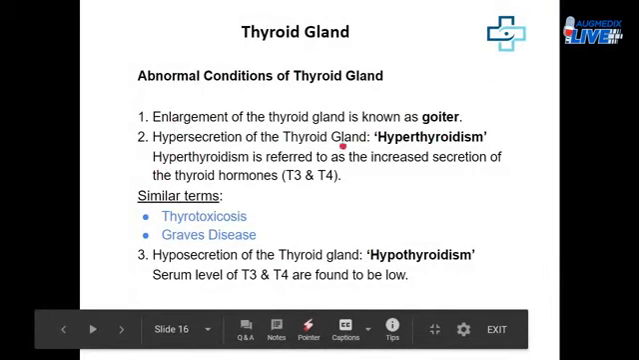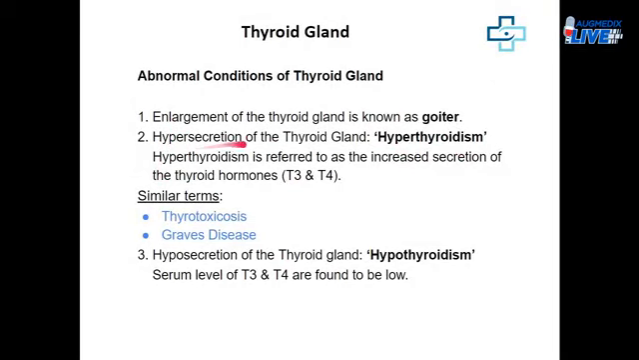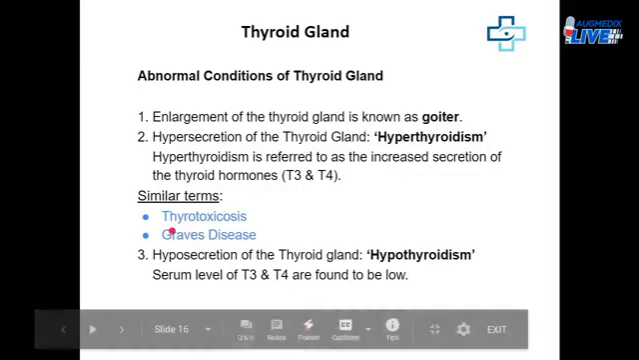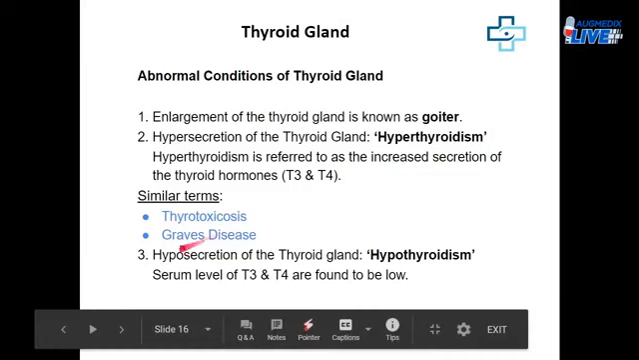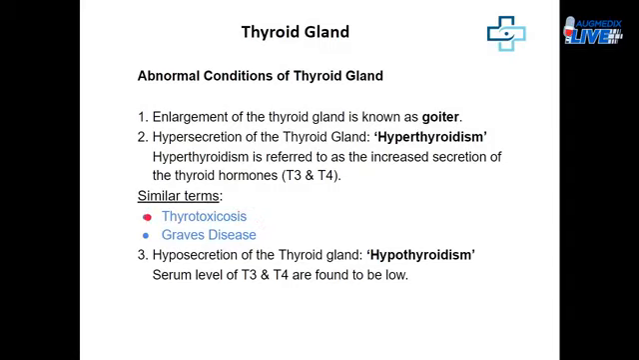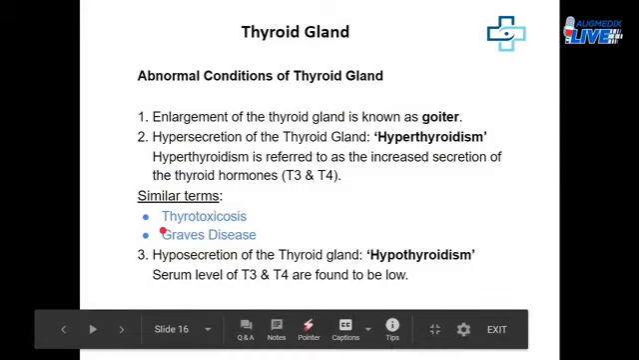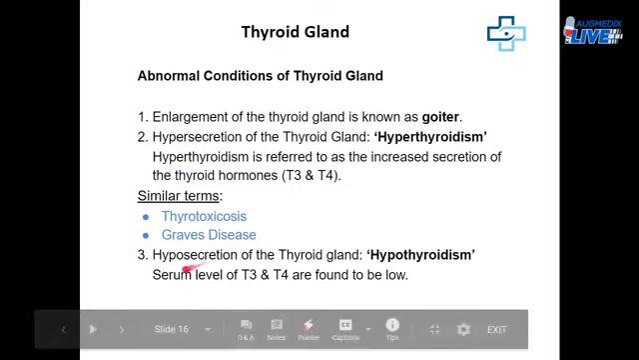The second condition, hyperthyroidism, means hypersecretion of the thyroid gland. In the case of hyperthyroidism, we have two more synonyms. Number one is thyrotoxicosis, and the second one is Graves' disease. These are some important terms. For the live session, try to just get familiar with them. Once you come to pre-ST, we are going to discuss them in more detail. So what happens in hyperthyroidism? The patient has increased secretion of T3 and T4.